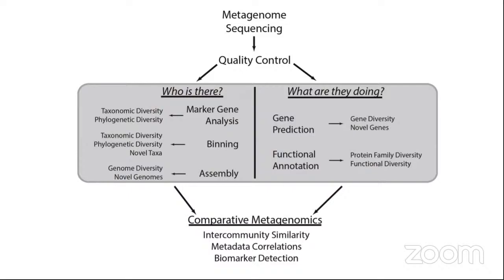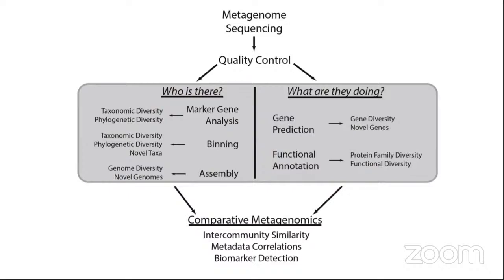So if you have all the information, say for example, you know what bacteria are present in one environmental sample, and you know how they express themselves, what metabolic pathways they are associated with, and then compare two environmental sites or two different conditions, that will be the comparative metagenomics approach. And it might lead to metadata correlation or biomarker detections.